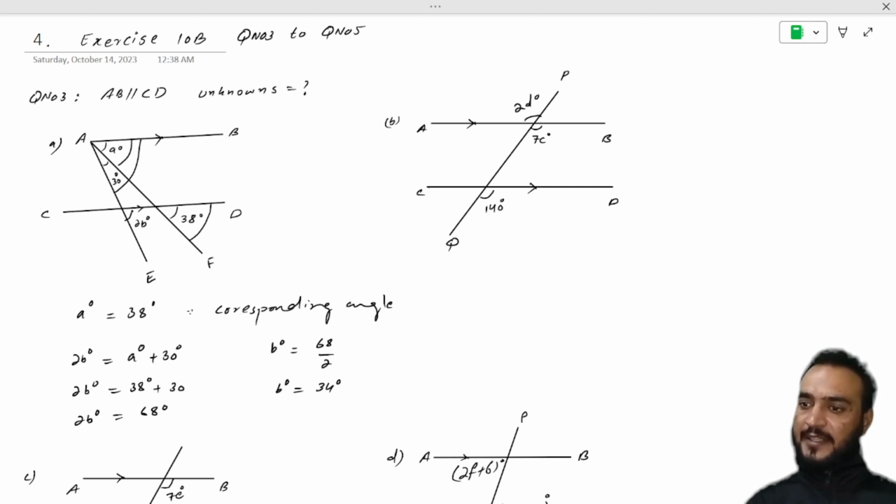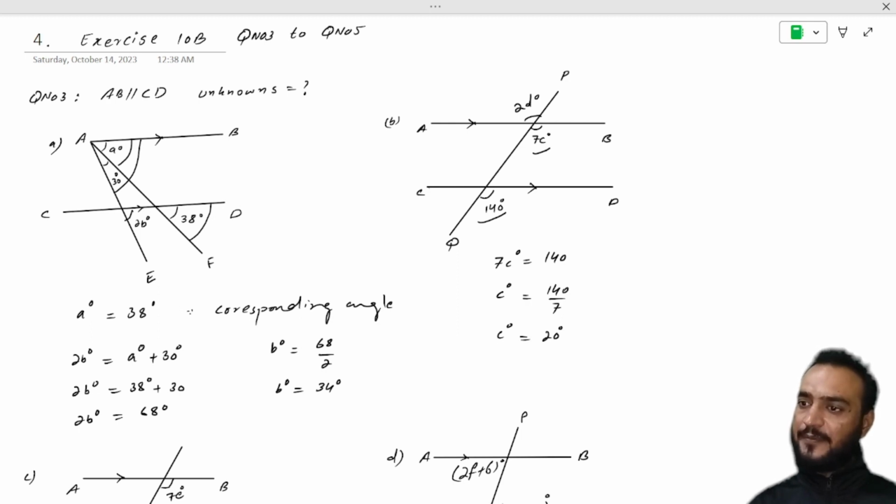Part B is very easy. In part B, 7c degree and 140 degree are corresponding angles. So 7c degree is equal to 140 degree. These are corresponding angles, so we divide both sides by 7. C degree is equal to 140 divided by 7. So the value of c degree becomes 20 degree. Hence we have found the value of c degree.